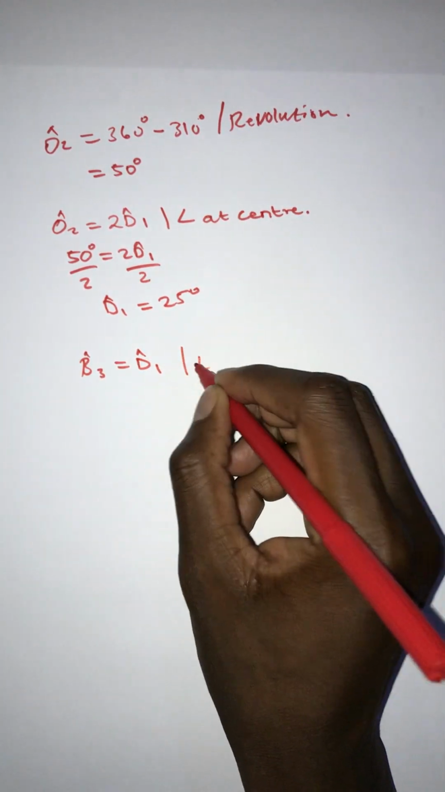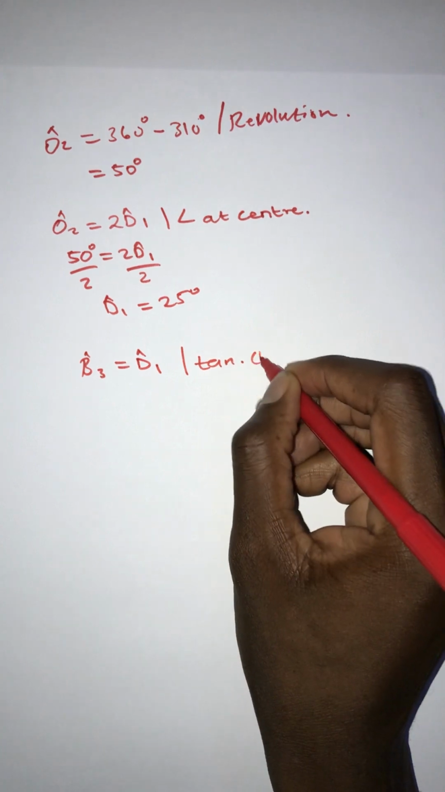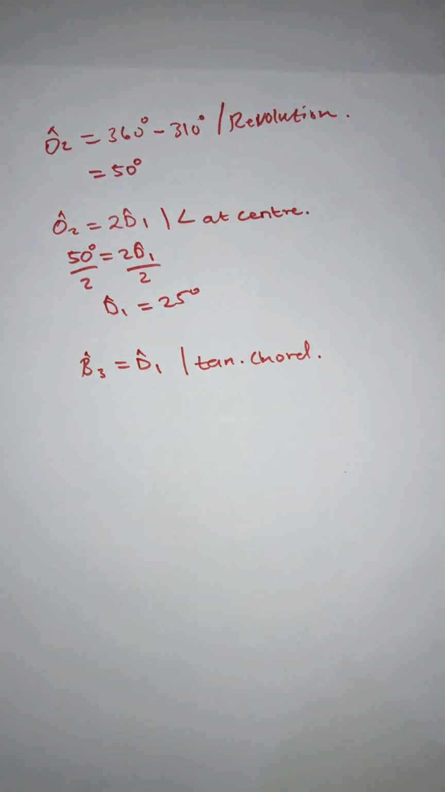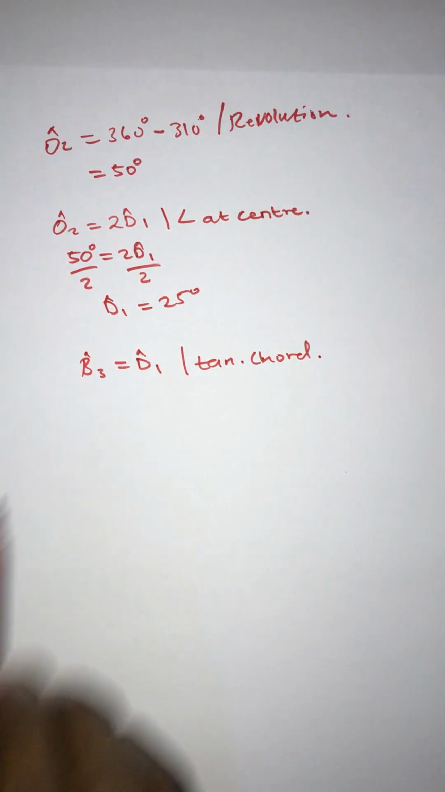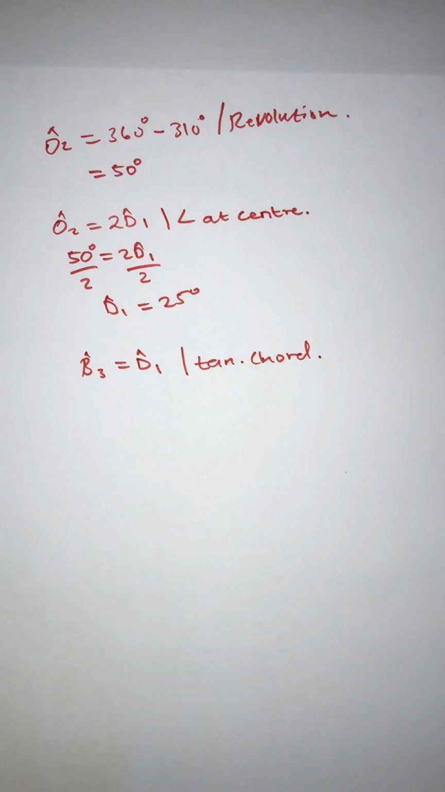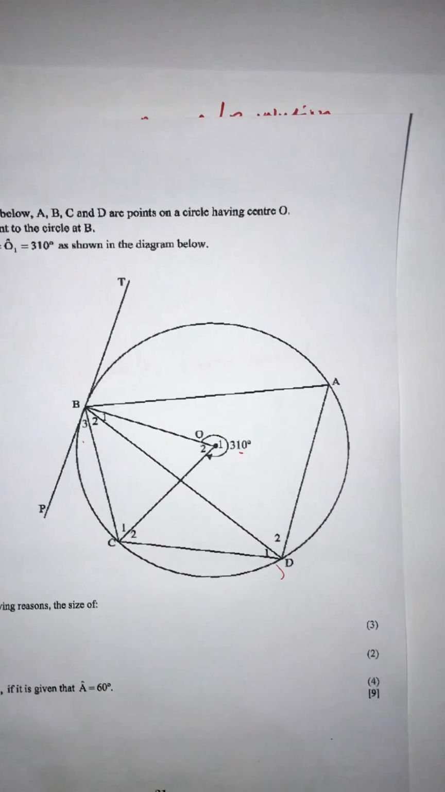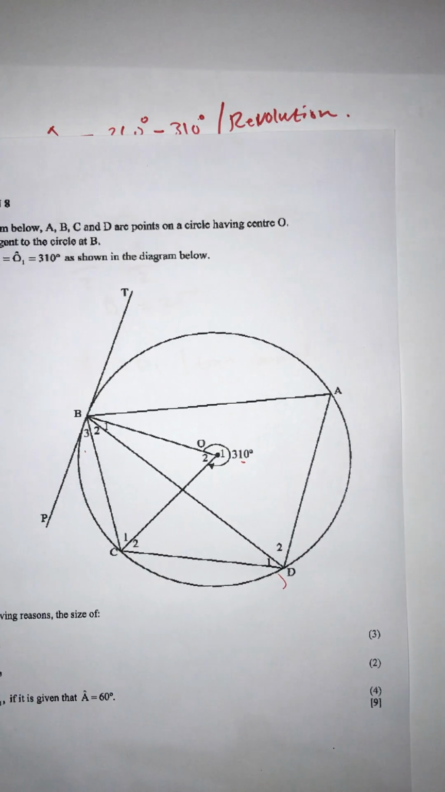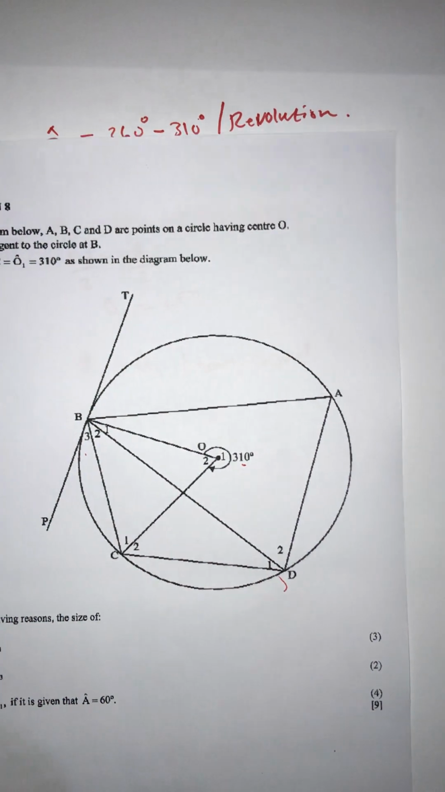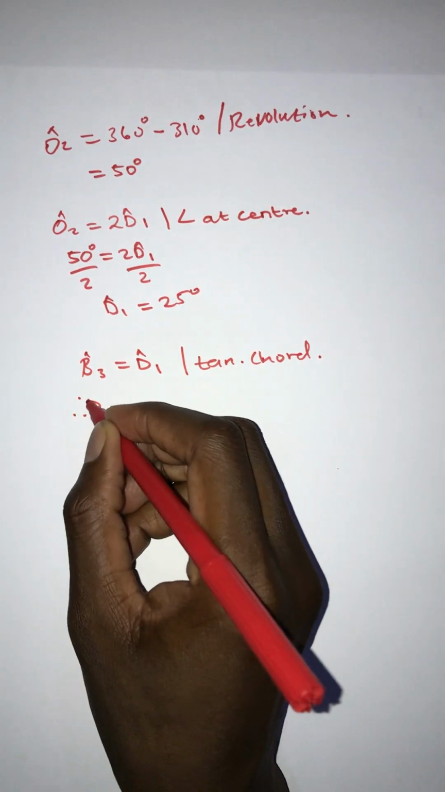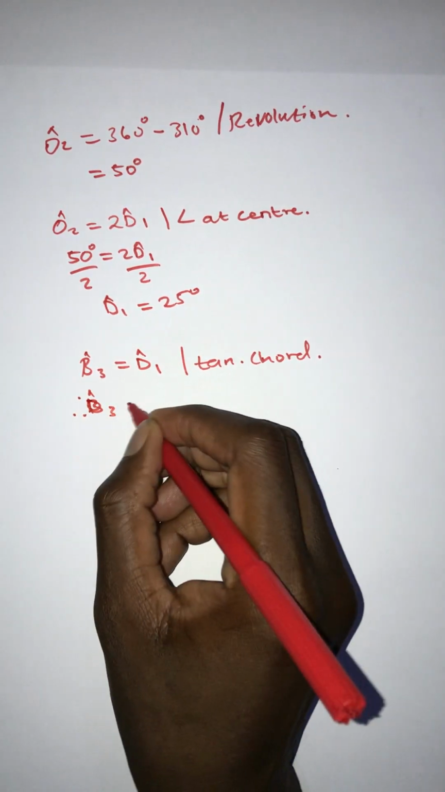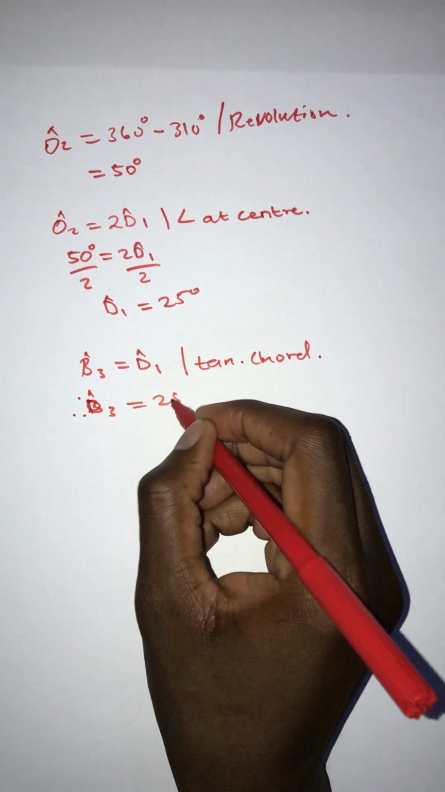The reason is the tan chord theorem, or just say the tan chord, because this angle is the angle between the tangent and the chord. So it's equal to that one inside the triangle, at the alternate angle. So now what is D1? We know that D1 is equal to 25. So it means therefore angle B3 is equal to 25 degrees.